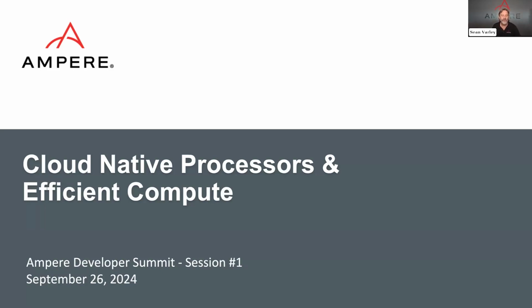We'll start out with a general topic. Today, we're going to talk about efficient computing and the way that Ampere's cloud-native processors, a term we coined, are built to run a lot of cloud-efficient code.